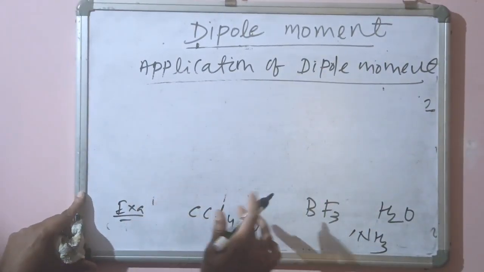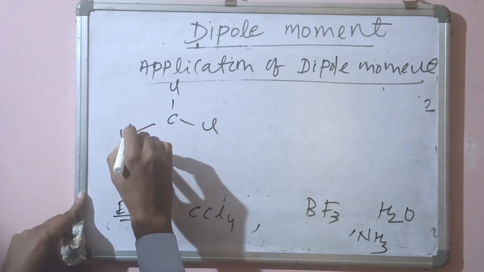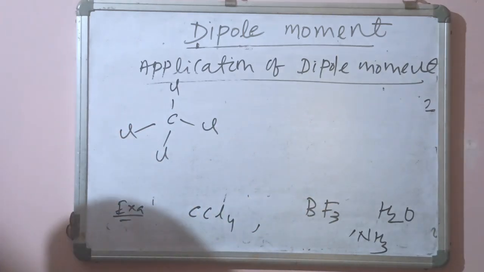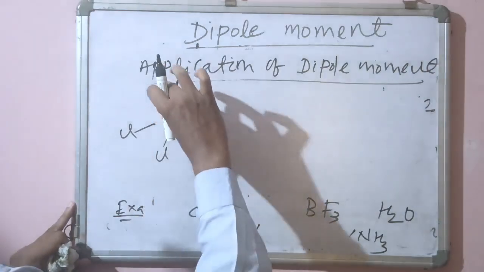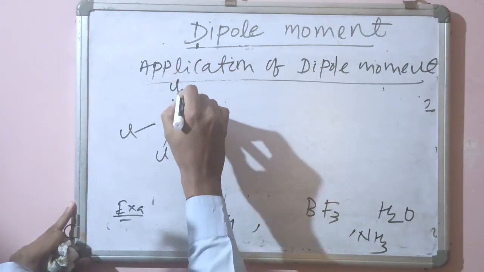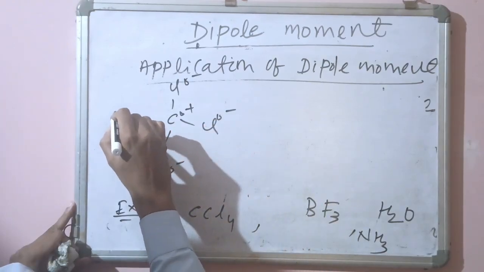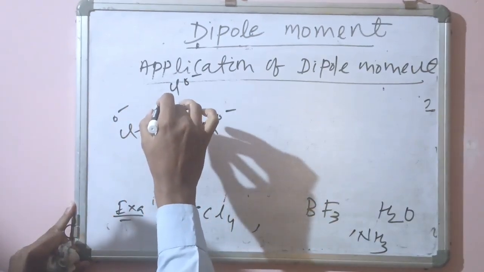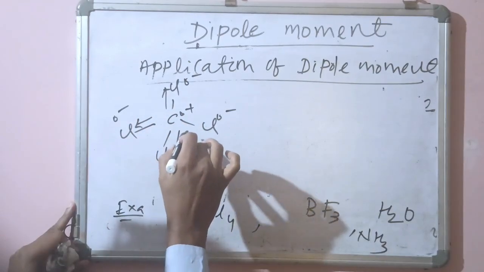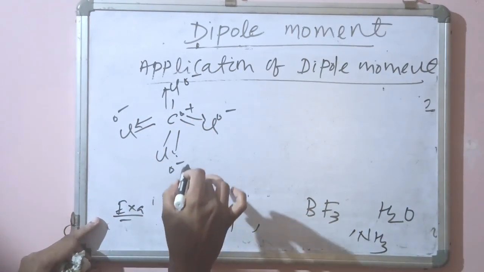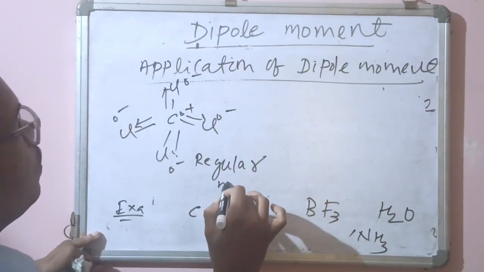So if you write the shape of CCl4, this is tetrahedral. By applying VSEPR theory, you can write the shape of the molecule. This is carbon tetrachloride. These are polar bonds, delta minus, delta plus, delta minus, delta minus, delta minus. So you have four bond dipoles. These are the directions. And this molecule is a regular molecule according to VSEPR theory.